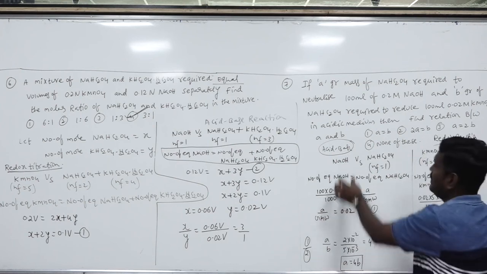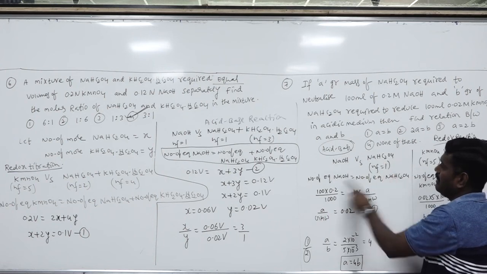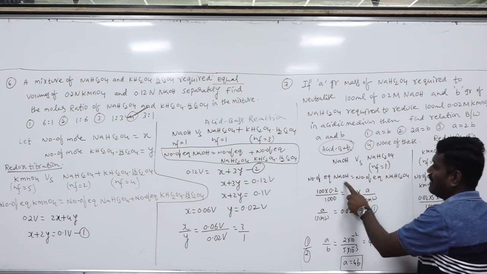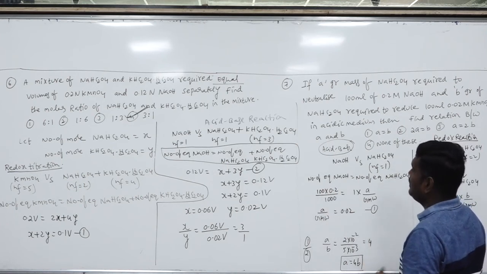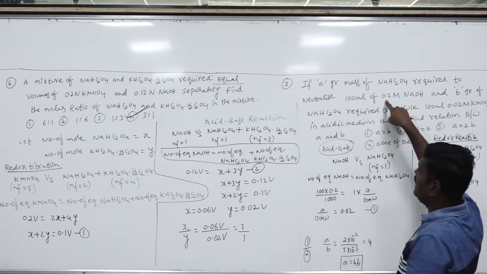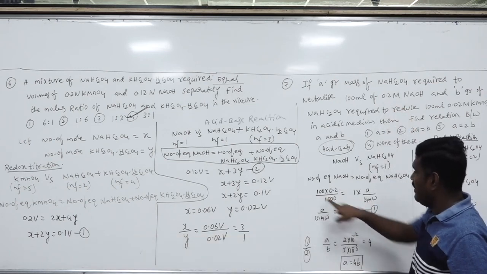Now the reaction between sodium hydroxide and sodium hydrogen oxalate, the n factor is 1. So the number of equivalents will be equal. Number of equivalents is equal to normality into volume by 1000. Normality 0.2, molarity and normality in the case of NaOH will be the same. So normality or molarity into volume by 1000.